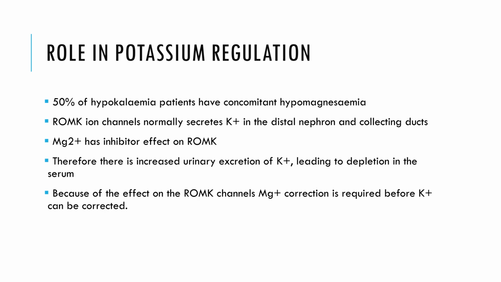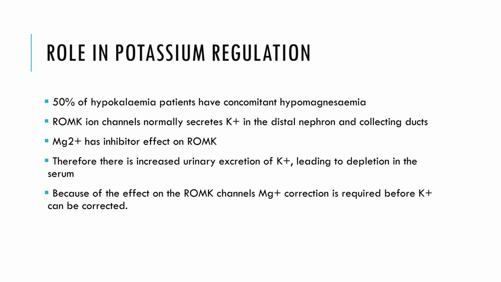Magnesium also has a major role in the regulation of potassium, and as I did mention briefly, 50% of patients presenting with hypokalaemia will also have hypomagnesemia. Now, as you may recall from physiology, potassium is absorbed in the proximal nephron, and then it's secreted in the distal nephron and the collecting ducts. And this is the way in which the level of potassium in the body is regulated by the kidneys.